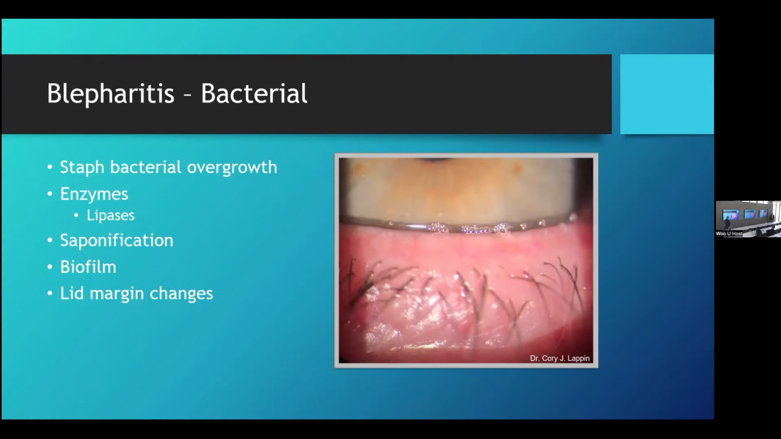So Corey, I know what your next slide is going to be. Yeah, I have a whole different belief as to where I think that saponification is coming from. Oh, really? Hit your next slide.